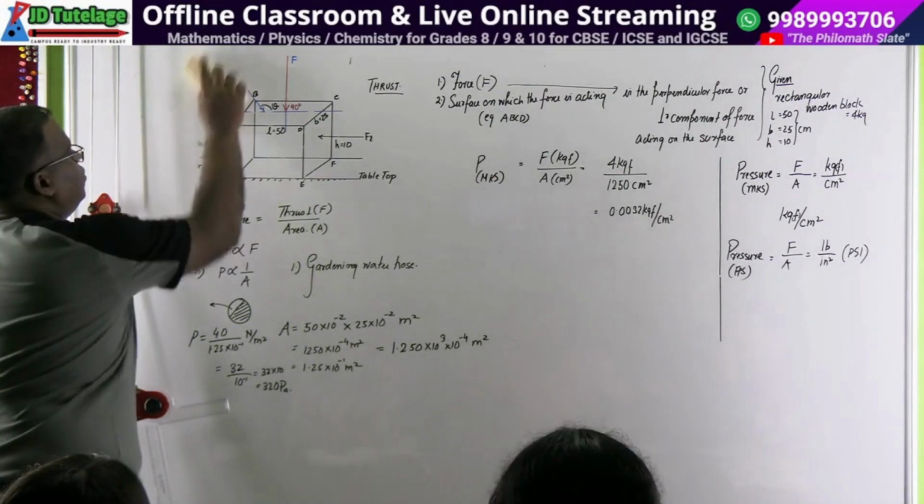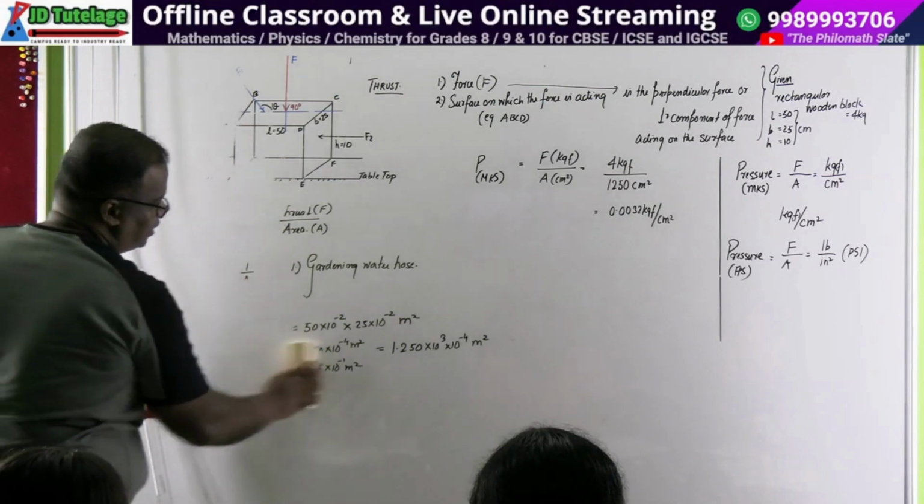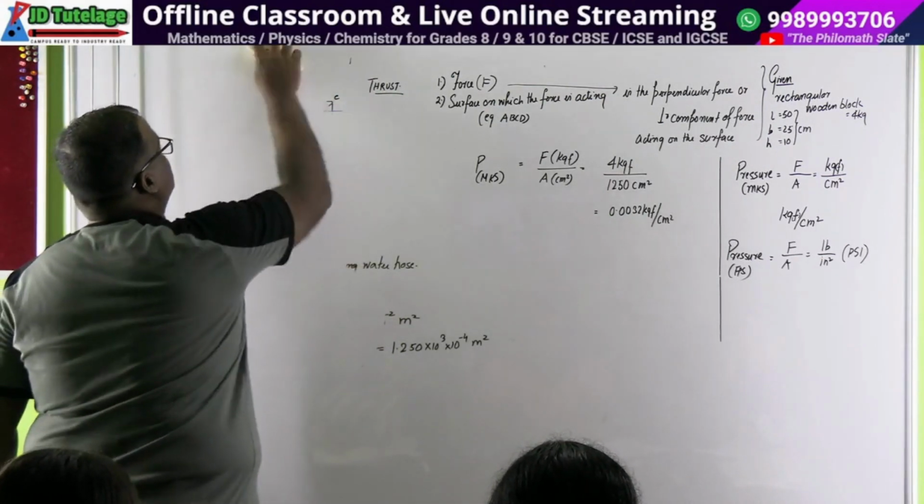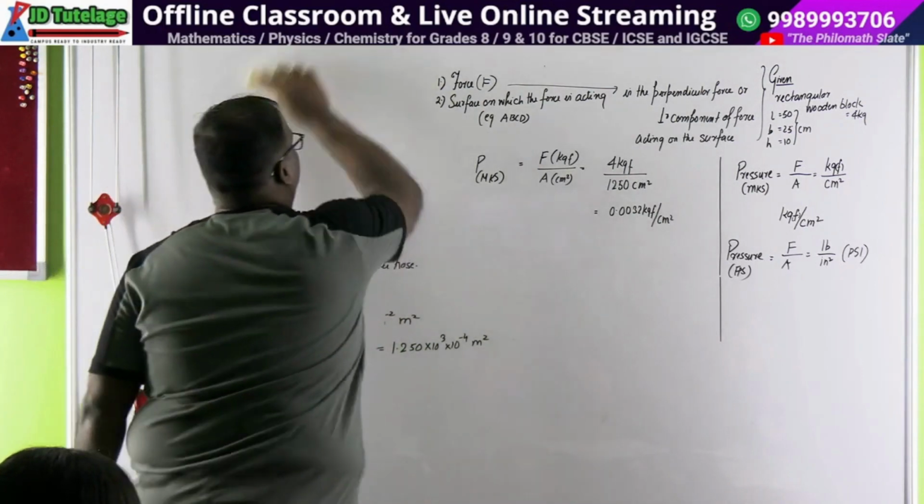So thrust part is over. Okay. Now after this we have got 2 more parts: fluid pressure, buoyancy, and Archimedes principle, and then we are done with this chapter.